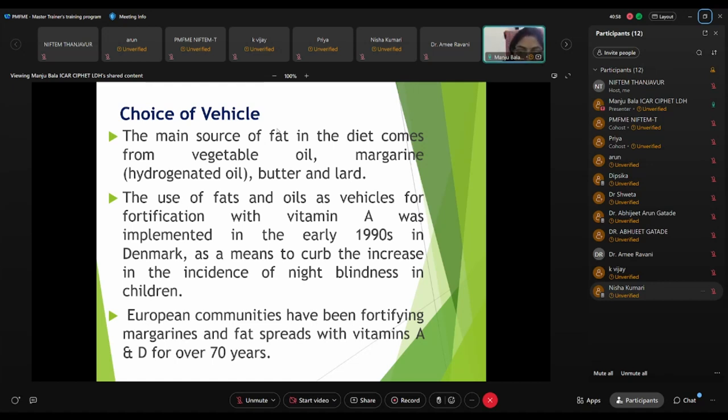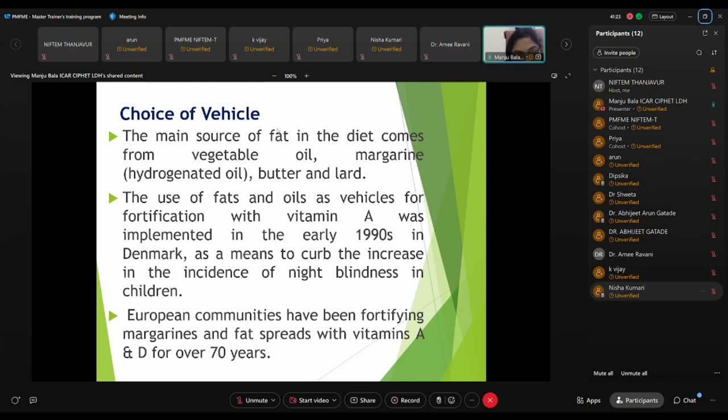Say, I am talking today about vitamins A, D, E and K. These are fat soluble vitamins. If I am adding them into flour or into some juice, it will not be advisable to add a fat soluble vitamin into a water vehicle. So, the choice of vehicle is very important.